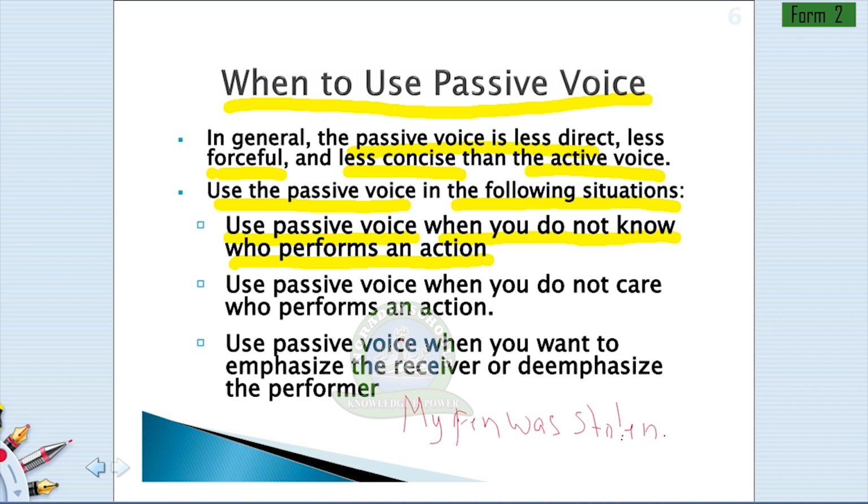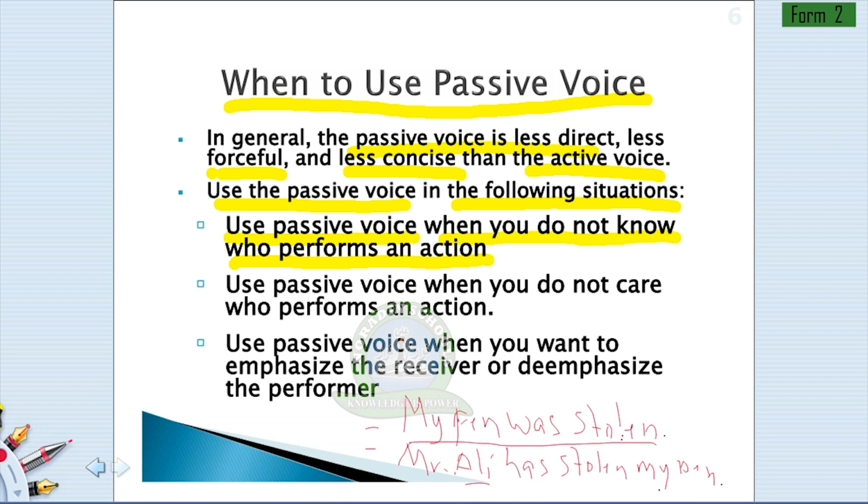If I say Ahmed, Umar, or Ali, let's say Mr. Ahmed or Mr. Ali has stolen my pen, we know it. Who stole it? Mr. Ali. But in here, my pen was stolen. We don't know. Even if it's you, we don't know. My pen was stolen. This is less concise.